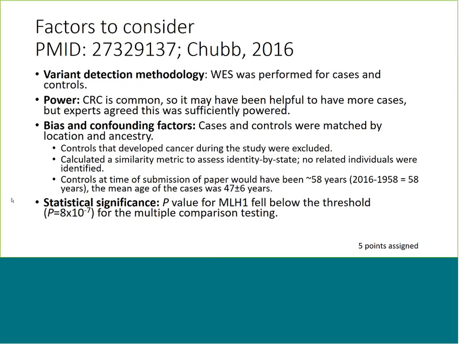As for bias and confounding factors, I mentioned that they matched really well by location and ancestry. Any controls that had developed cancer during the study were excluded. They also made sure there were no related individuals in the group. And they did match by age pretty well also. So controls would have been around 58 years old, and the mean age for the cases was around 47 plus or minus 6 years. And then for the statistical significance, they did do a correction for multiple comparison testing, and the p-value for MLH1 fell below that threshold. So we felt like this was a pretty good case control study, and we ended up giving it 5 points out of 6.